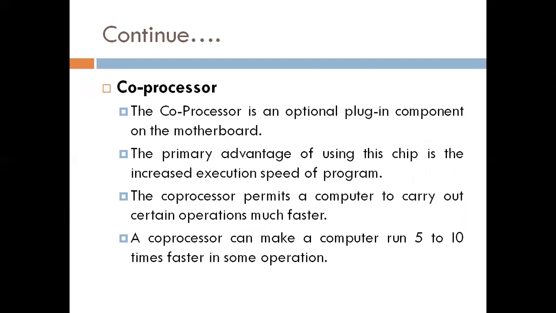Then coprocessor. Coprocessor is an optional plug-in component on the motherboard. The primary advantage of using this chip is the increased execution speed of programs. The coprocessor permits a computer to carry out certain operations much faster. A coprocessor can make a computer run 5 to 10 times faster in some operations.